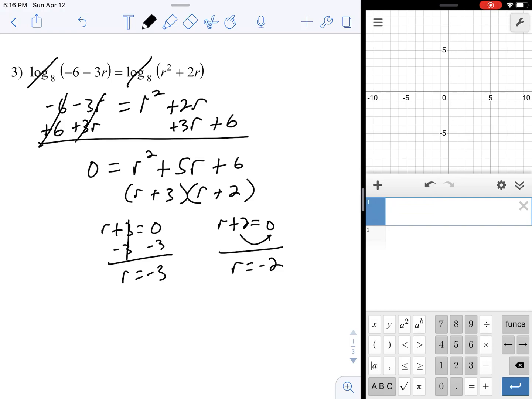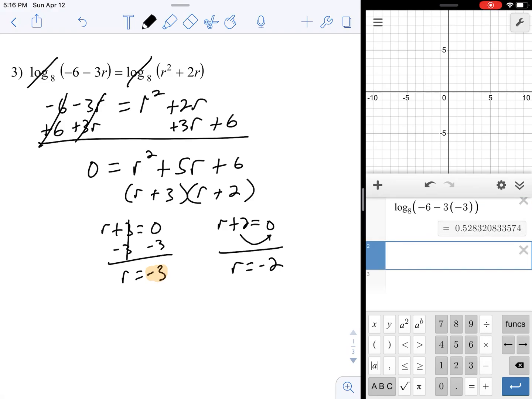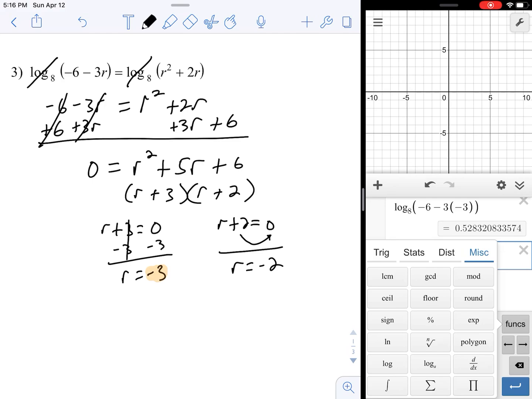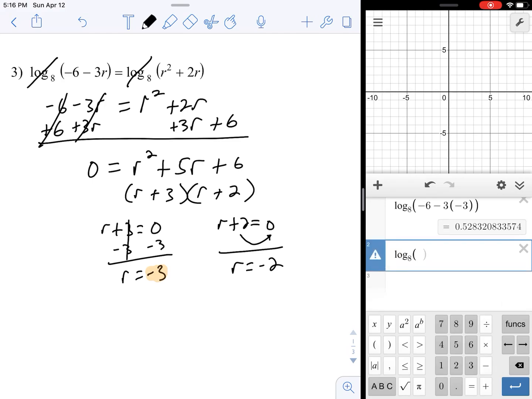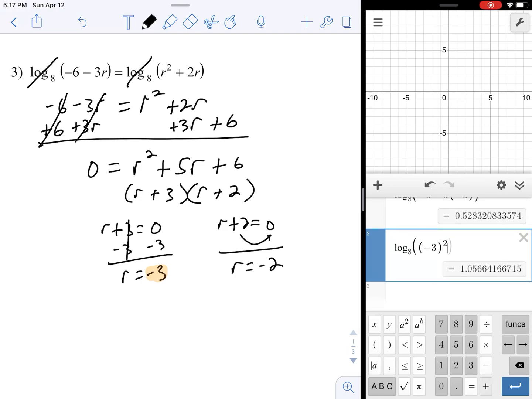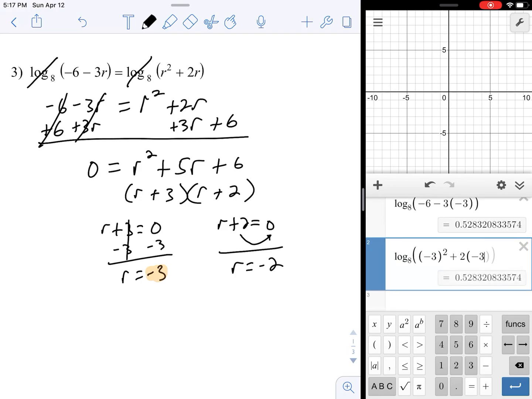So I need to go up and do, this time log base 8, because the base is 8. Negative 6 minus 3 times, I'm going to do negative 3 first. Negative 3. And then I have to do the other side of the equal sign. Function log base 8. Negative 3 squared plus 2 times negative 3. And you can look at those answers on the calculator. They are the same, so that is a good answer.